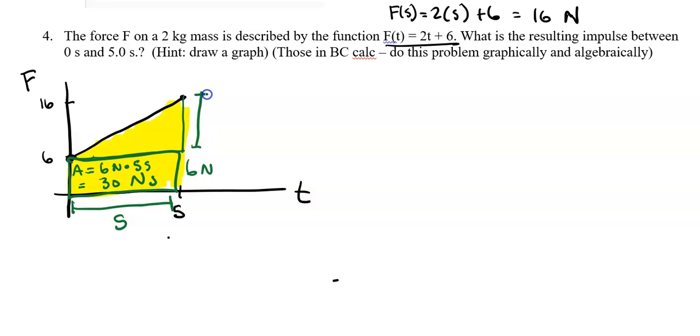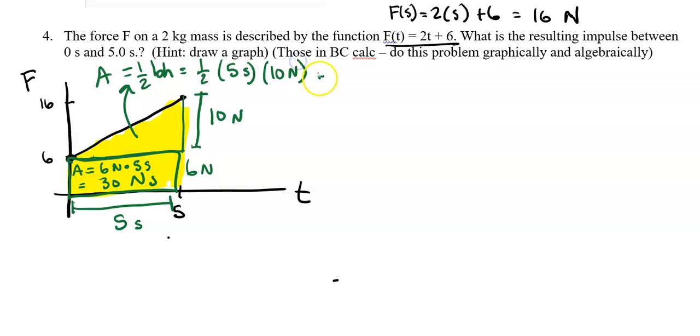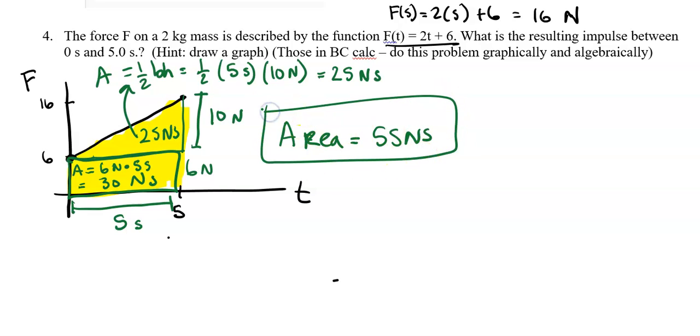This top one is 10 newtons by 5 seconds on the bottom. This is a triangle, so the area is 1/2 base times height. The base is 5 seconds and the height is 10 newtons, so this is going to be 25 newton seconds. And then the total area equals 55 newton seconds. So that's the impulse acting on that 2 kilogram mass.